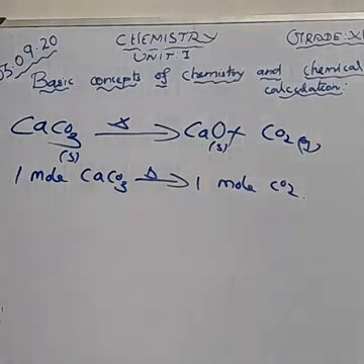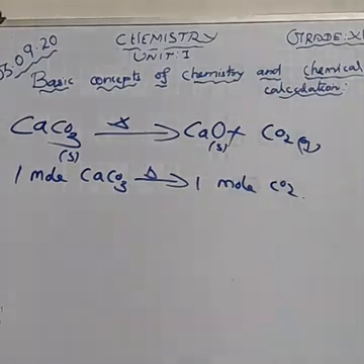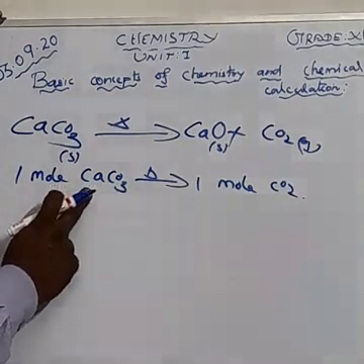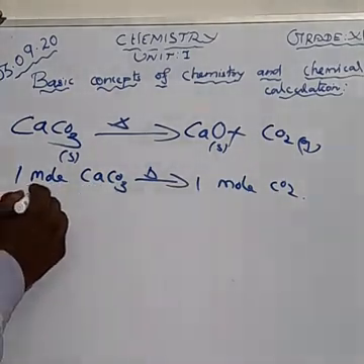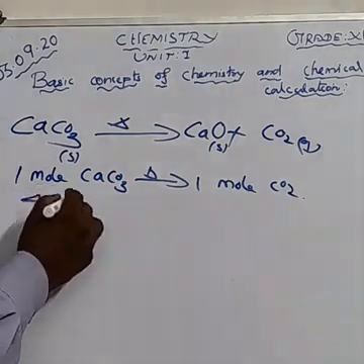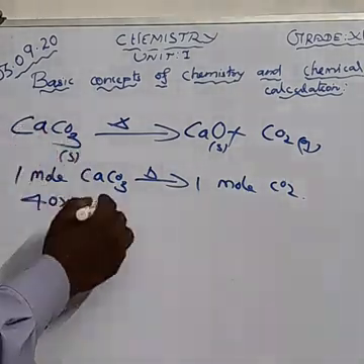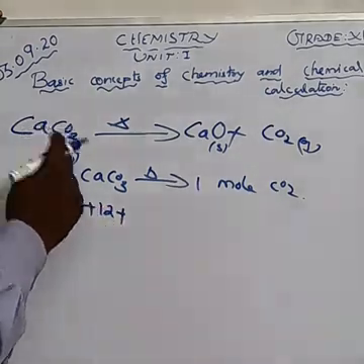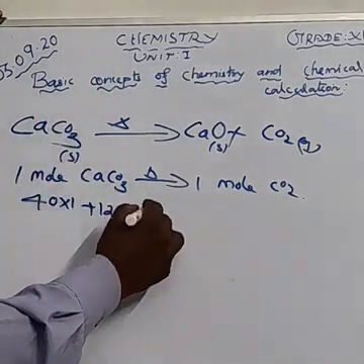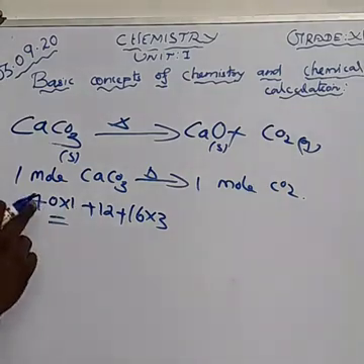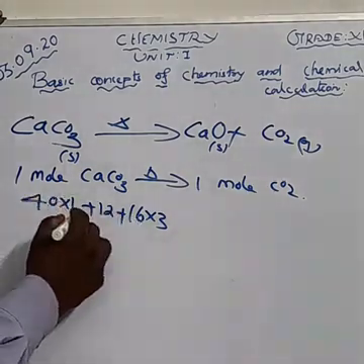Here 1 mole of calcium carbonate is equal to how much gram? That we should calculate. The atomic number of calcium is 20, and the mass number of calcium is approximately 40. Calcium is 40 into 1 plus carbon 12 plus oxygen 16 into 3. So approximately we get 100 gram.